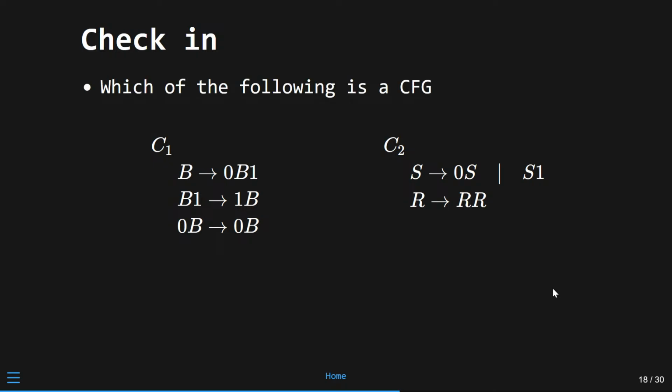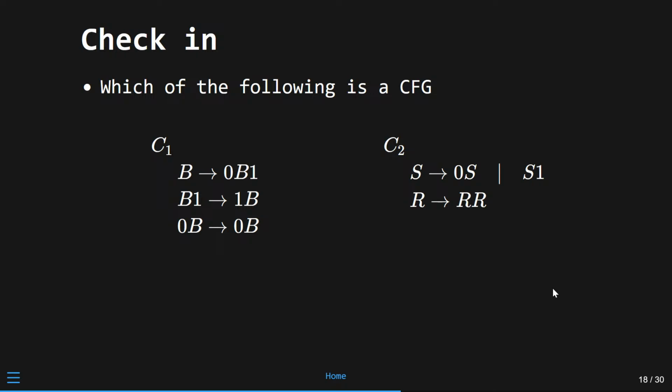All right. Which of the following is a CFG? C1. You like C1? Okay. Because it has B2 below B1. So this is how I'm going to get you. C2. Yeah. You have to like little sigma, nothing. That's what I thought too.